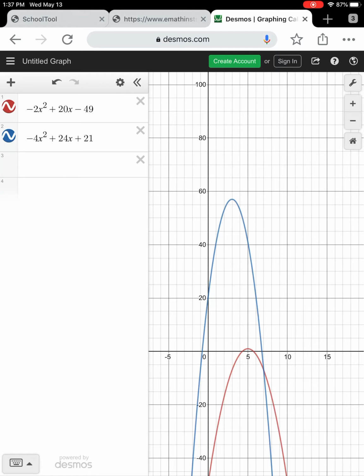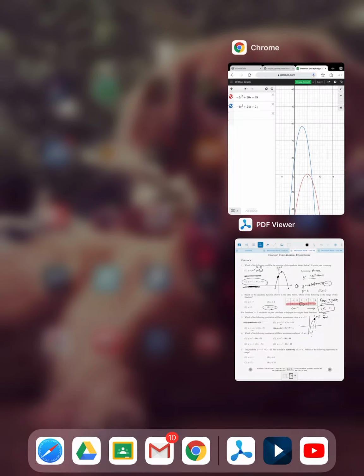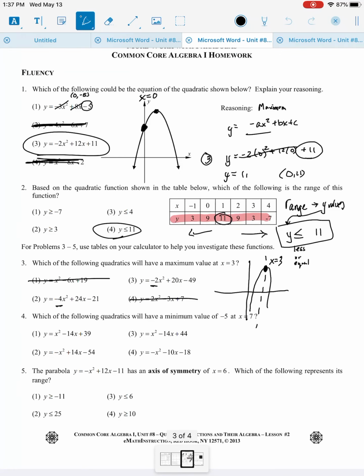Now, it's super helpful to graph this. And if you don't have a graphing calculator, I highly recommend that you use this website. All right, it's a really easy tool to use, and it's very helpful. So going back to our page, we see that our choice should be choice 2.